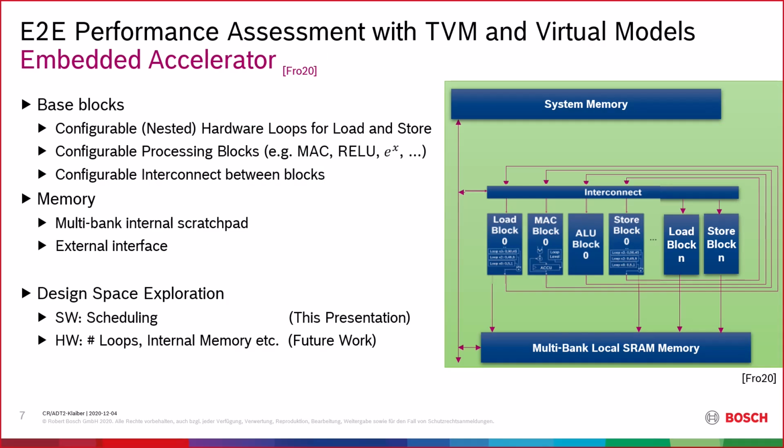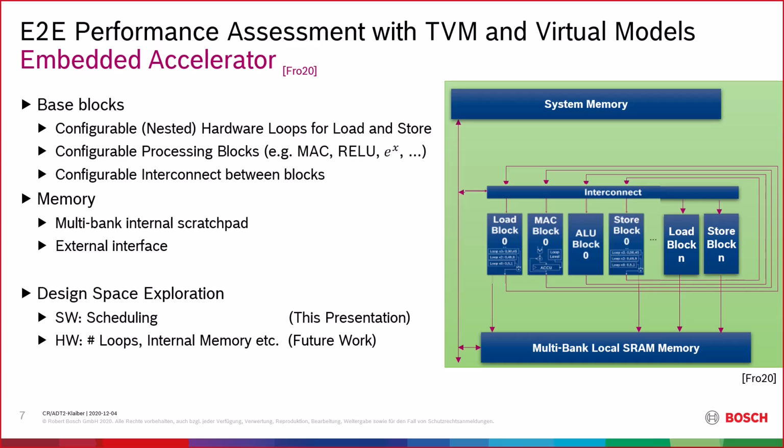In order to execute this neural network efficiently in an automotive context, it is really crucial to have an efficient embedded accelerator. The one I'm showing you here is a CGRA-like accelerator built by our Bosch colleagues. It consists of multiple base blocks which are connected. Some of these base blocks are load and store blocks that have nested hardware loops which are configurable. Then there are other blocks that carry out arithmetic and logic operations such as multiply and accumulate, ReLU, or the exponential function. And all of them can be connected to a multi-bank internal scratchpad or to an external interface.